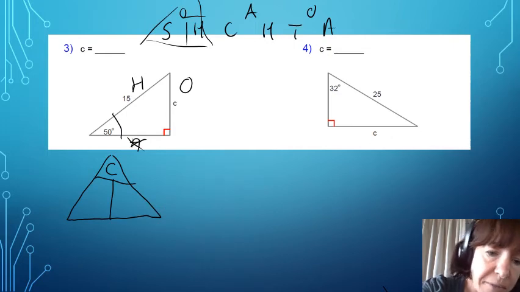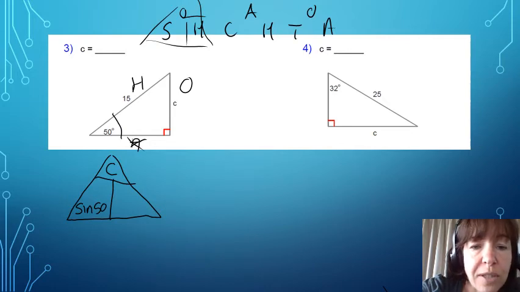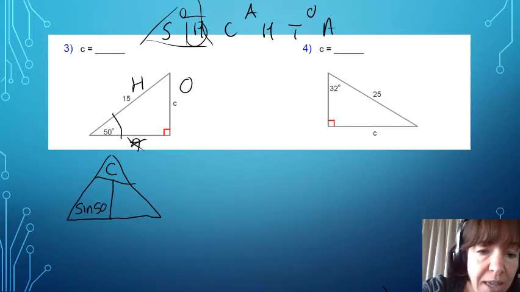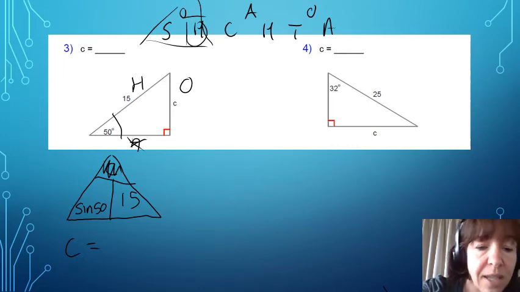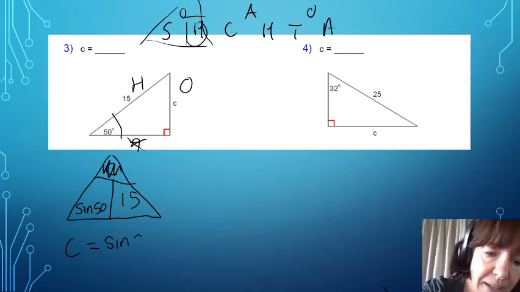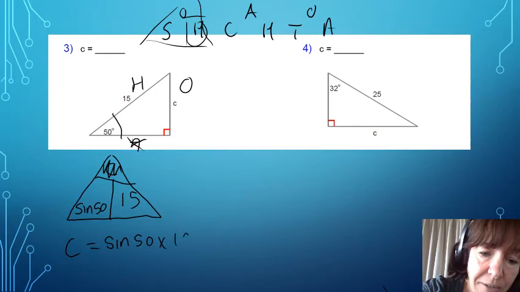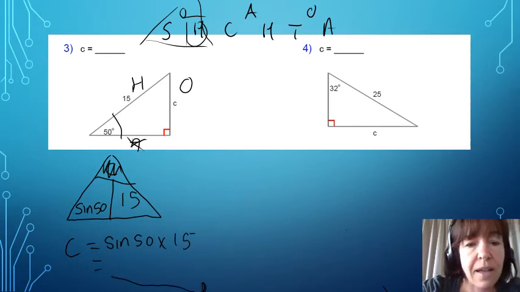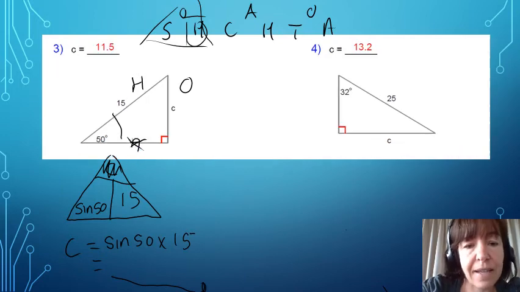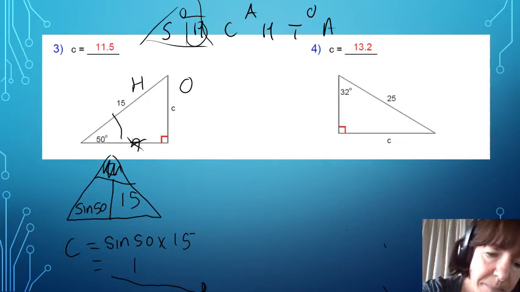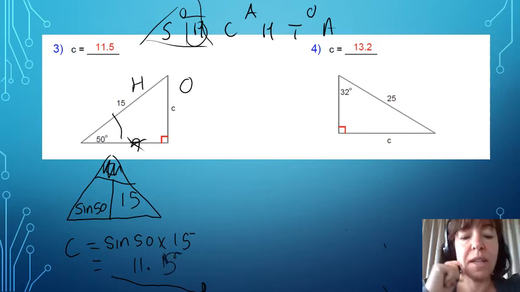My angle is 50, so it's sine of 50, and my hypotenuse is 15, and hypotenuse goes there, so I'm going to put that in there. Now, I'm looking for C, so C equals, what I'm left with is the two items next to each other, so that'll be sine 50 times 15, and I get 11.15. Sorry, just 0.5, sorry, I can't even read my own things.